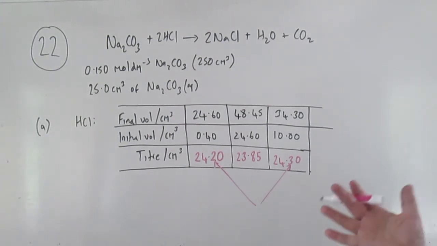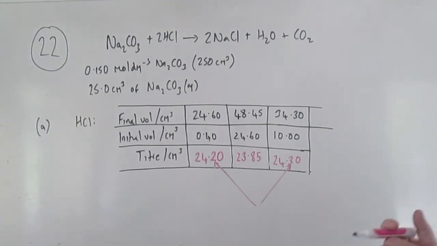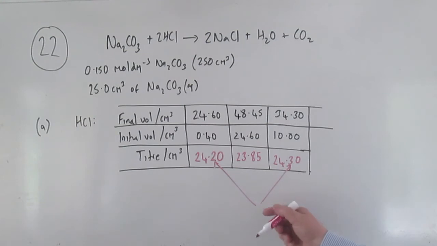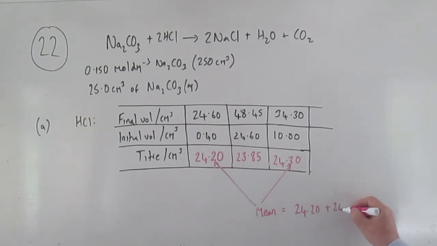Even if it had only been a slightly bigger separation, you just apply the same rule, that you just take the ones that are most closely clustered. So that will therefore mean that those are the appropriate ones. So the mean is 24.20 plus 24.30 divided by 2, which is 24.25 cm cubed is your answer.